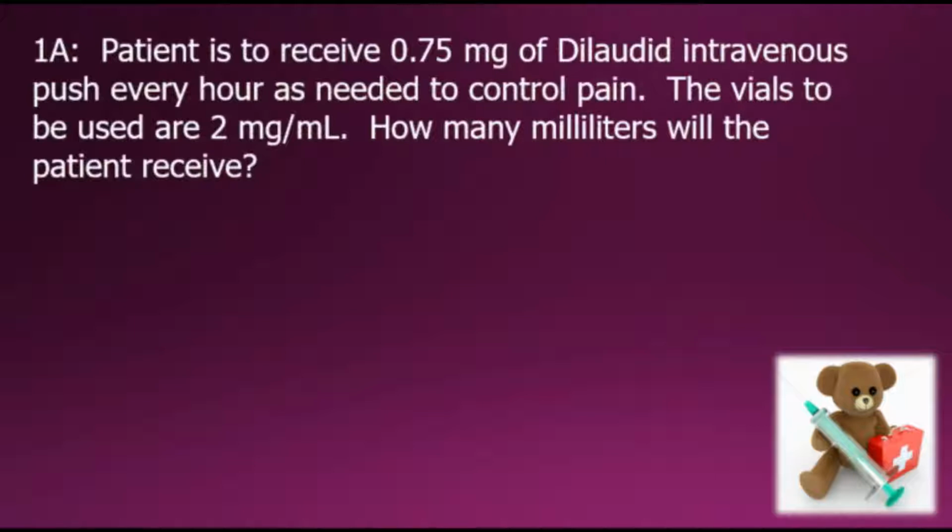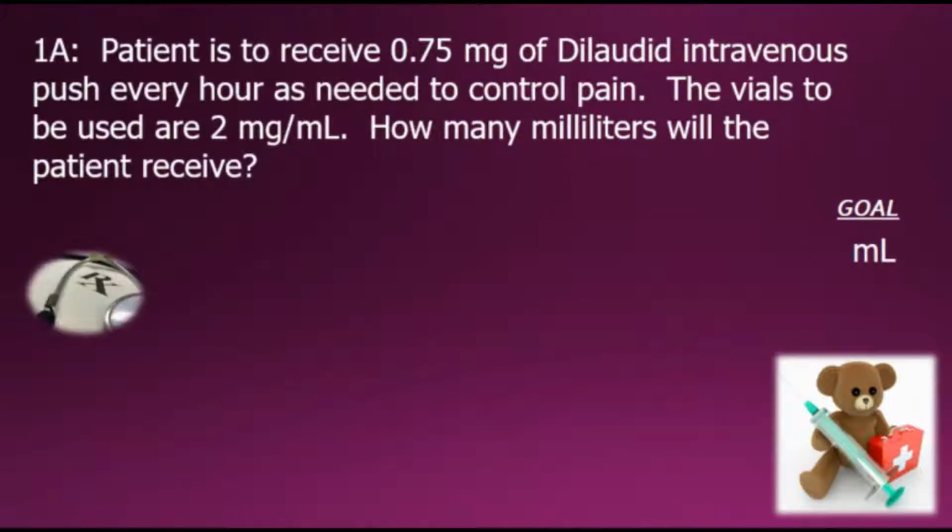A patient is to receive 7,500 milligrams of Dilaudid intravenous push every hour as needed to control pain. The vials to be used are 2 milligrams per milliliter. How many milliliters will the patient receive? To answer this question, we need to have our answer in milliliters. We'll set that as our goal.